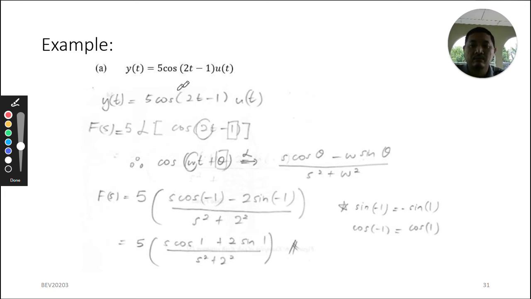Right, let's look at an example here. So we have y(t). It can be y(t), f(t), x(t), it doesn't matter as long as it is in the time domain. Let's say we have y(t) equals 5 cos(2t minus 1) u(t). How do we perform the Laplace transformation of this function? First of all, what we're trying to solve here is cos(2t minus 1). Because of the 5 here, we can bring it outside. It's just a constant value and will not be considered in the Laplace transformation.